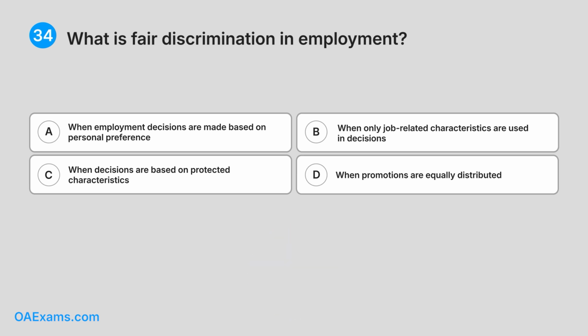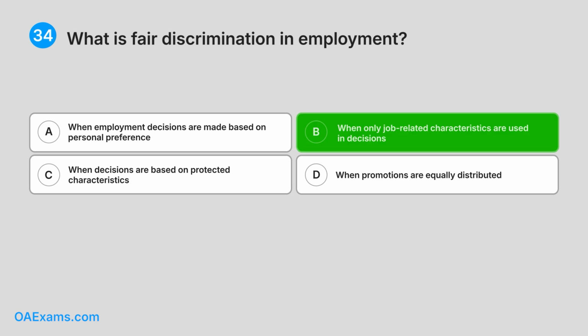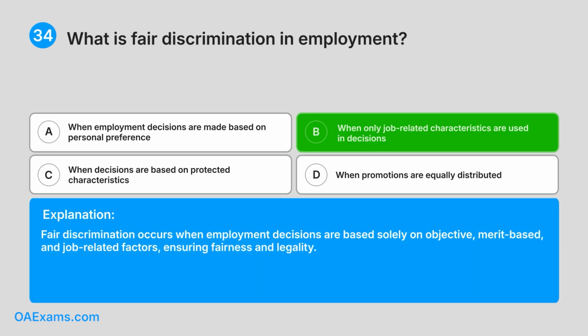Correct answer. B. When only job-related characteristics are used in decisions. Explanation. Fair discrimination occurs when employment decisions are based solely on objective, merit-based, and job-related factors, ensuring fairness and legality.